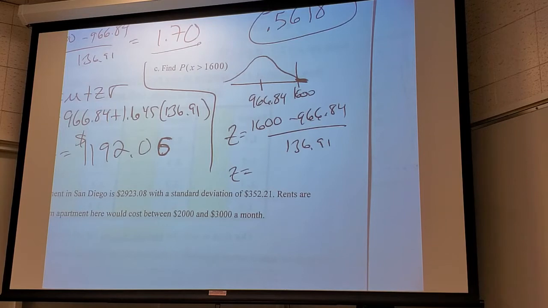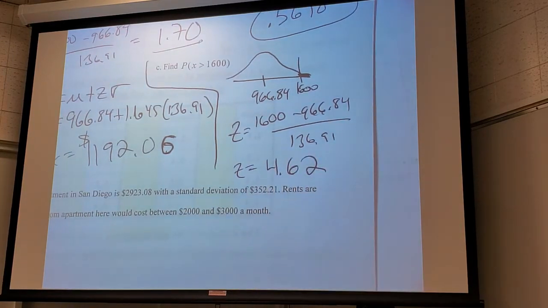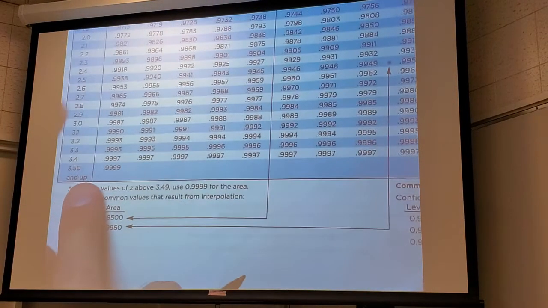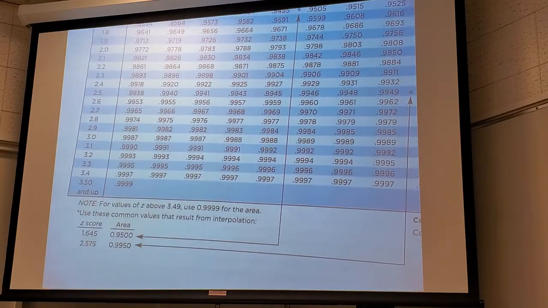Anybody get that z-score yet? Yes? 4.62. What happens when you try to look that up? It's not on there. This chart and I have a disagreement. But I want you to understand.